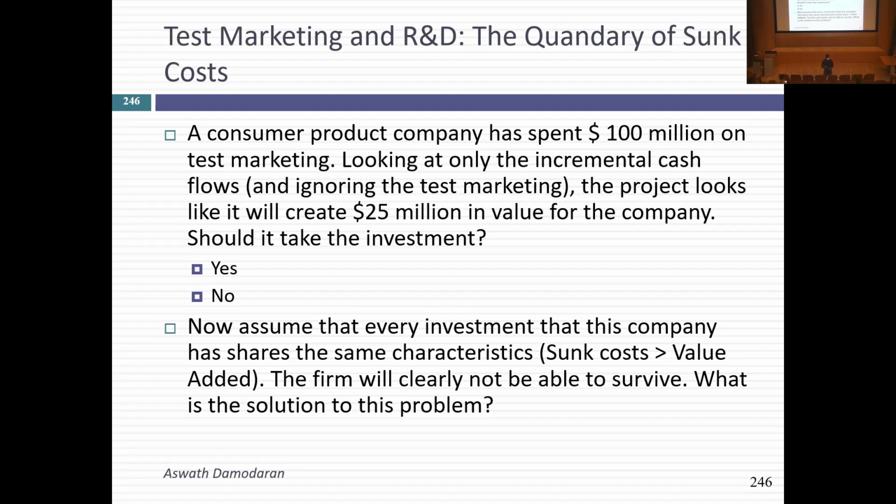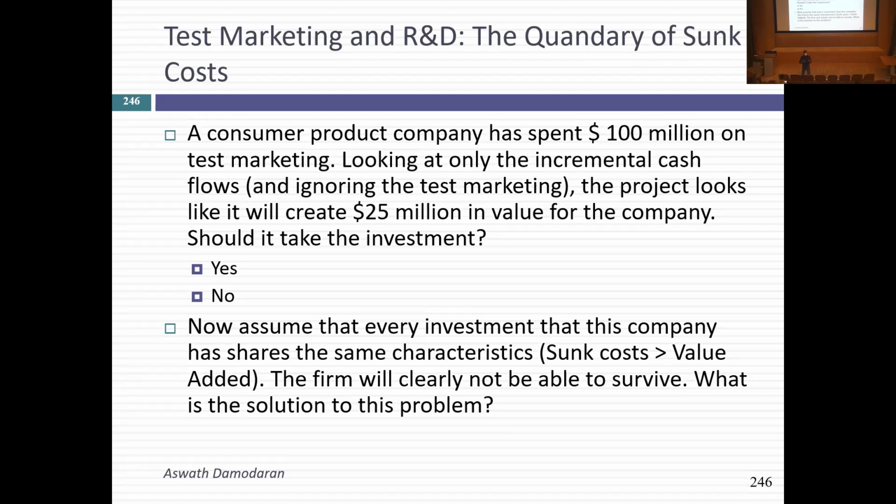So that's perfectly rational, right? You've spent the 100 million already. Right now, you look back and say, I wish I hadn't done that. But that's not going to bring the 100 million back. But let's assume that in every project you look at as a consumer product company, this is what happens. You spend the 100 million. Then after you spend the 100 million, you look at the project, it makes 25 million, and you take the project. You know how long you can last in business? Not that long. You see the point I'm making?